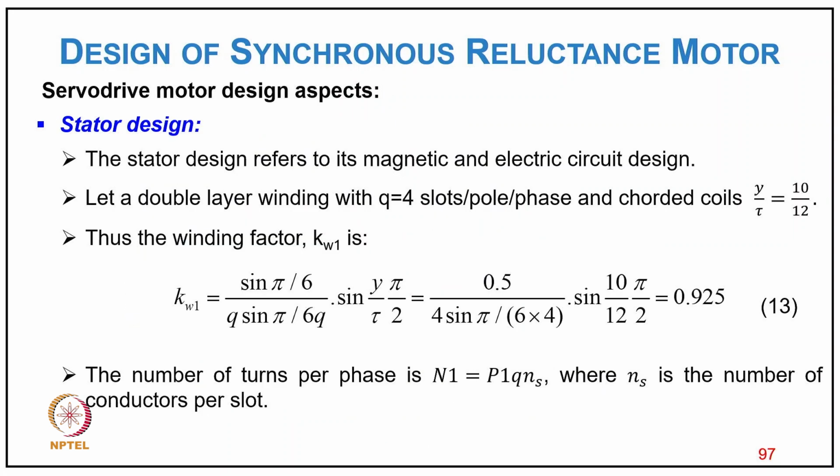So now coming to stator design, the stator design refers to the magnetic and electric circuit design. Let's take a double layer winding with q equal to 4 slots per pole per phase and a shortened coil of y upon tau equal to 10 upon 12. The winding factor Kw1 is sin of pi by 6 into q times sin of y upon tau into pi by 2. Putting a value, it comes 0.925, and the number of turns per phase is N1 equal to p1 q Ns.